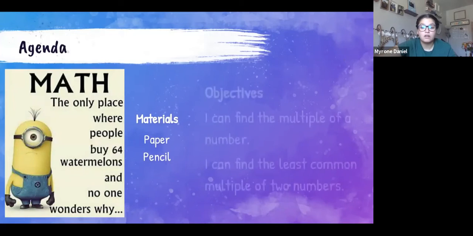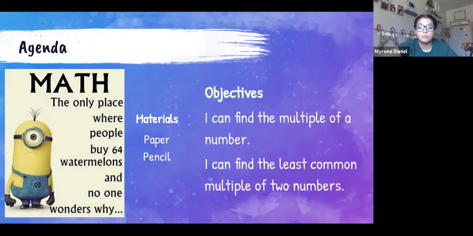And also our objectives: I can find the multiples of a number, and I can find the least common multiple of two numbers. In our previous video, we were finding the greatest common factor. So if you haven't watched the previous video, I would advise you to watch the previous video on the greatest common factor because this will also help you find the least common multiple.